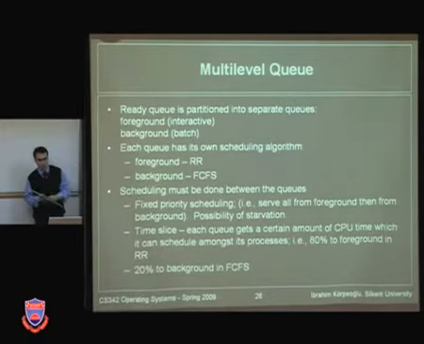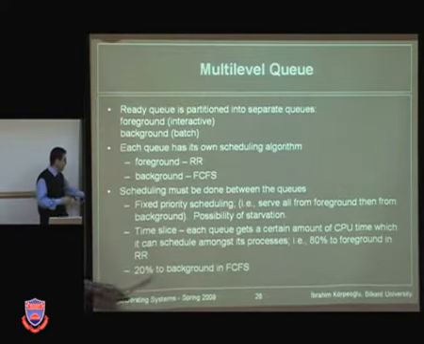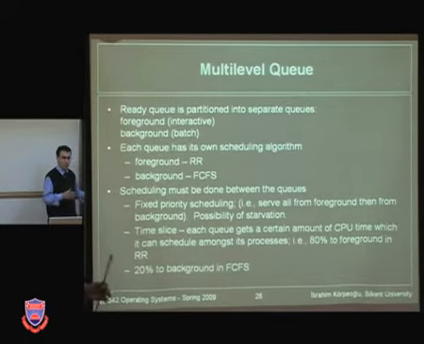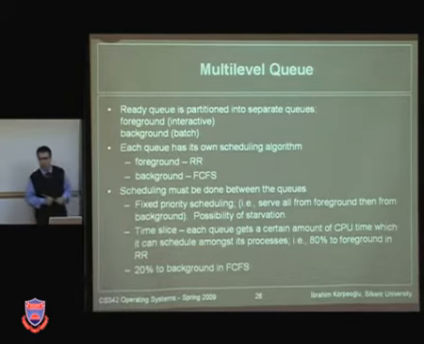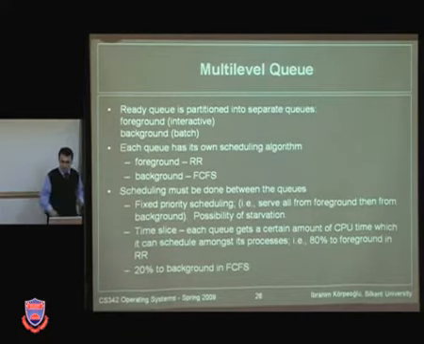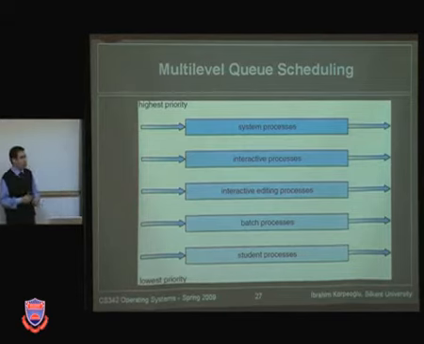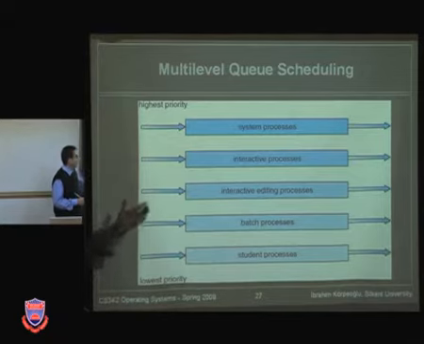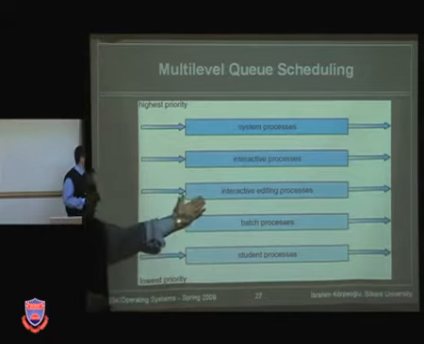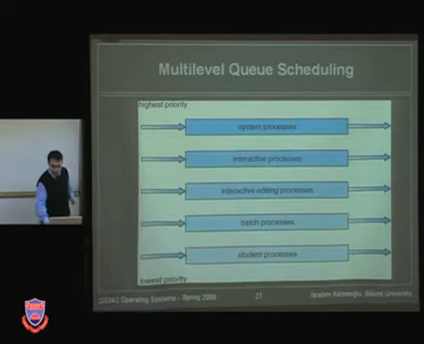For example, the foreground processes can be served 80% of the time, and 20% of the time we can schedule the background processes. This is time slicing. In this way, we are not starving the processes in the lower priority queue. So this is the multi-level queuing idea. Instead of having just two queues, we can have many queues. For example, we can have a queue for system processes, another queue for interactive processes, another for interactive editing processes, and a queue for batch processes and student processes, and so on.